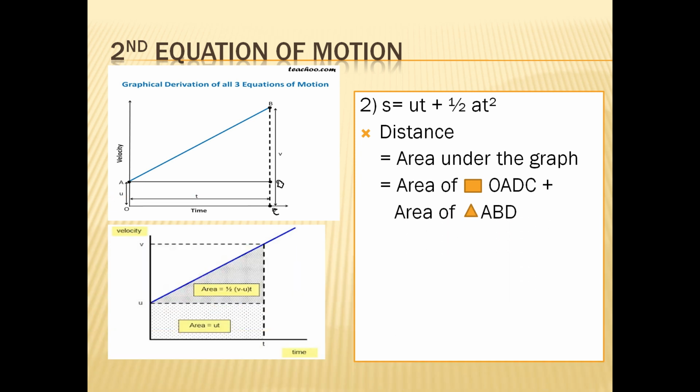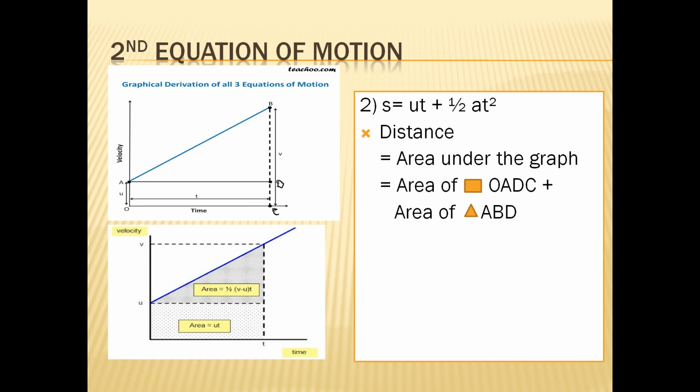Now second equation of motion. The second equation is given by S equals UT plus half AT square. Here S is distance. So in the second and third equation, we are finding out distance from the graph, and in that pretext we will derive the equation of motion.